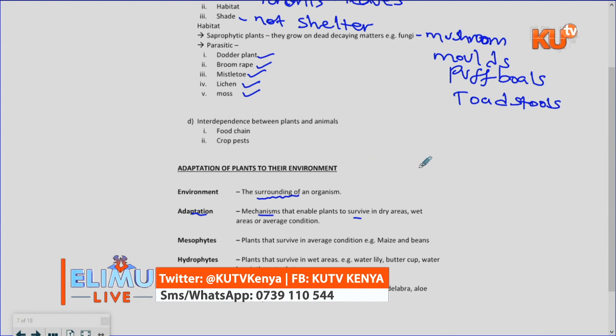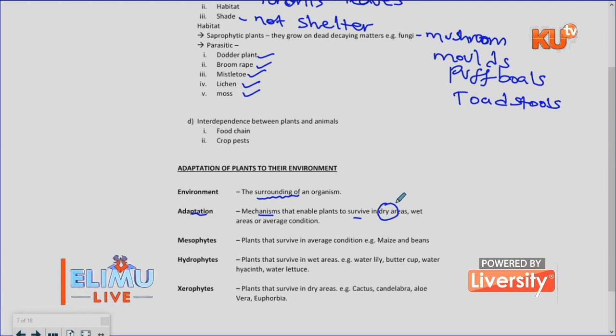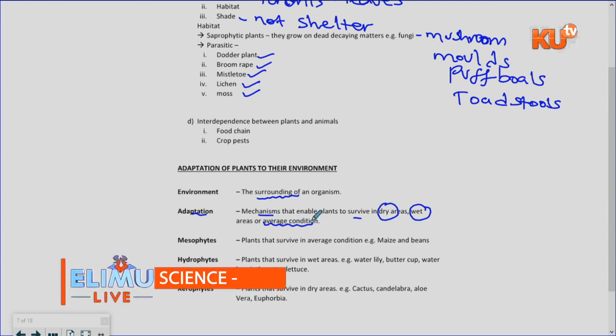So plants can survive in dry areas. If you go to arid and semi-arid areas, you'll find plants there. We have plants that survive in wet areas. If you go to wet areas around the lakes, in marshy areas, in swamps, you'll still get plants there. Then we also have the average conditions, which can also be called normal conditions. So those are adaptations, those are mechanisms.